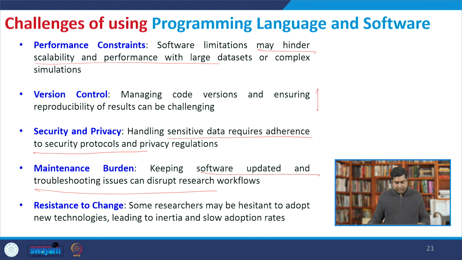Resistance to change: some researchers may be hesitant to adopt new technologies, leading to inertia and slow adoption, because we are slowly moving to this, as I mentioned during our previous lecture on artificial intelligence. Still we don't know exactly how we can use it effectively. Many of us get ideas from different media that AI is the future, AI can do so many things, AI can replace human manpower. But unless we know it properly, we cannot take a call.